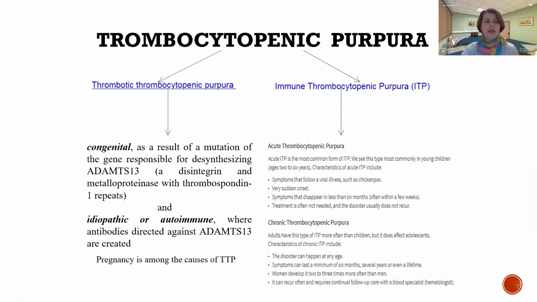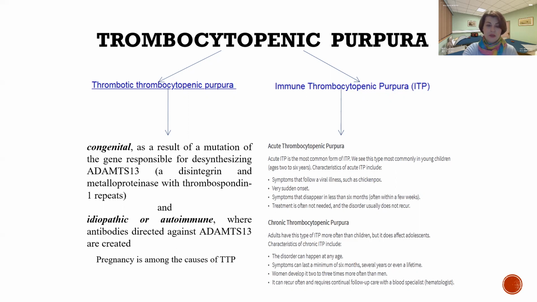Thrombocytopenic purpura can be divided into two major classes. Thrombotic thrombocytopenic purpura, which can be congenital as a result of mutation of the gene responsible for the synthesis of ADAMTS13 specific factor, and idiopathic or autoimmune, where antibodies directed against this factor are created. You should remember that pregnancy is one of the known causes of this type of thrombocytopenic purpura. And another type is immune thrombocytopenic purpura that can be acute or chronic. The acute one is the most common form and is seen mostly in young children.